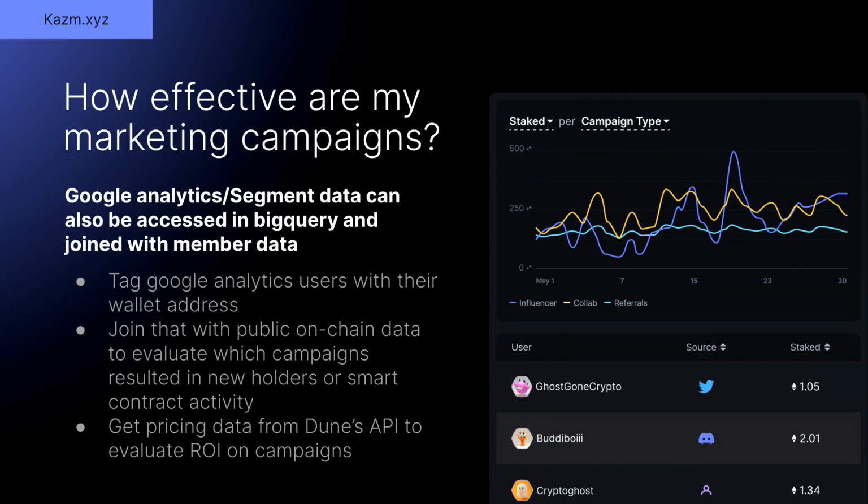So another question I mentioned is, how effective are my marketing campaigns? You could do that again using the big data analysis tools. You could tag your users in Google Analytics with wallet addresses. Coincidentally, Google Analytics is also available in BigQuery. And then you would have that data again that you can join with all the BigQuery data I was showing before. You can even get pricing data or something like that from Dune's APIs and pull that in. And you can kind of make these insights.